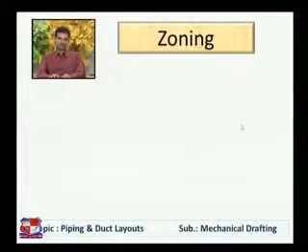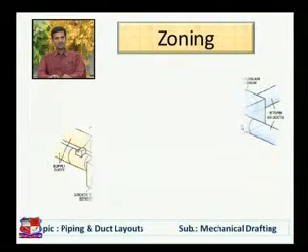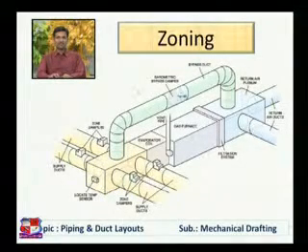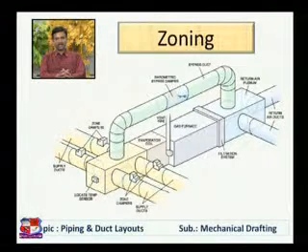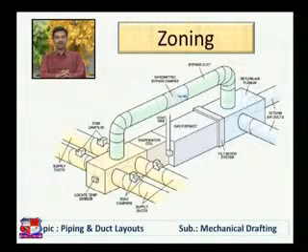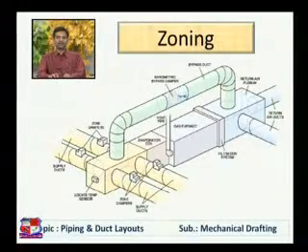Now zoning. What is zoning? This diagram indicates the zoning. In rooms or in some places zones are provided because in some places more heat is generated and in some places less heat is generated. So to have even distribution of cooling air, zoning is done.